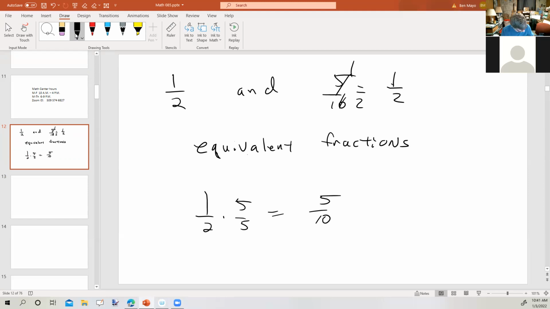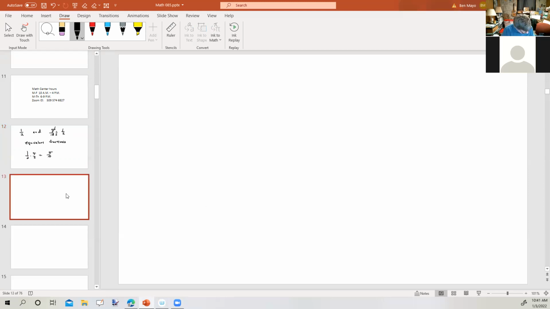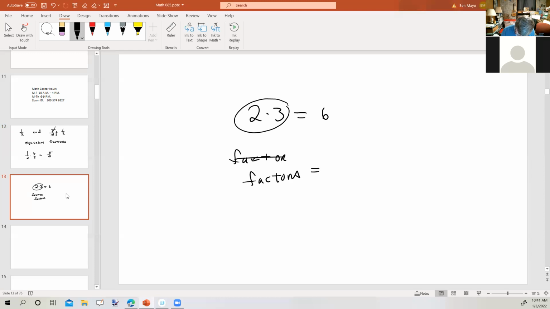Let's see here. This says the result of multiplication is called a what? So 2 times 3 equals 6. You're multiplying factors to get a product. So the result of multiplication is called a product. All right.